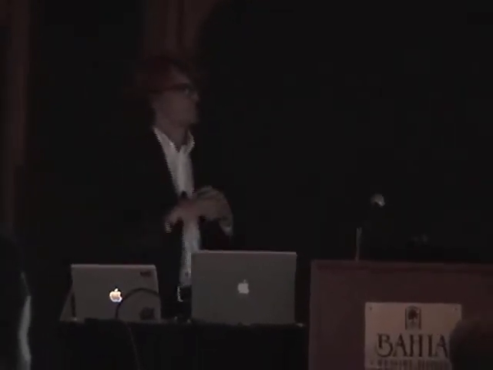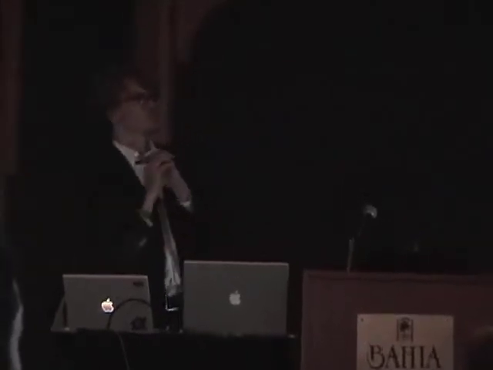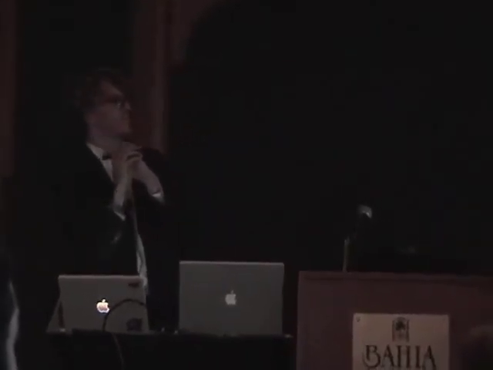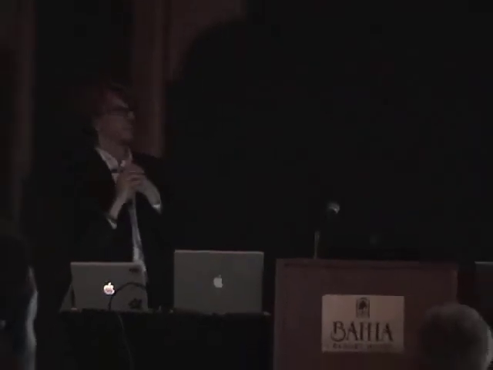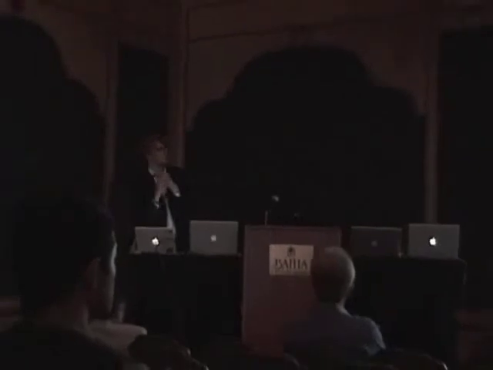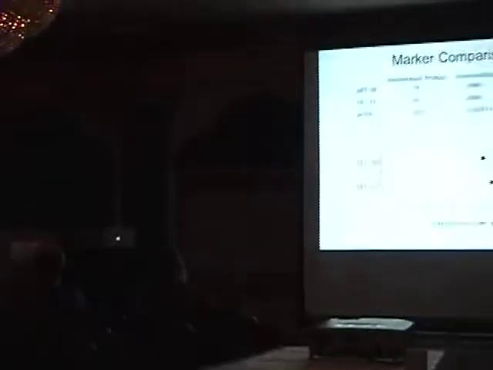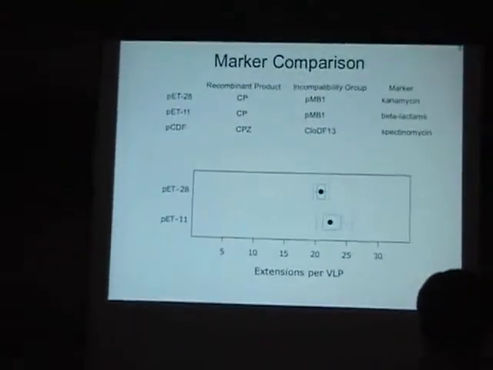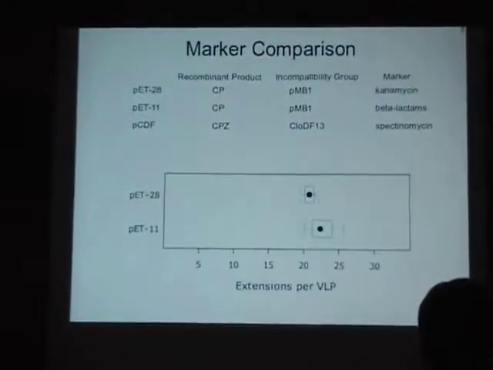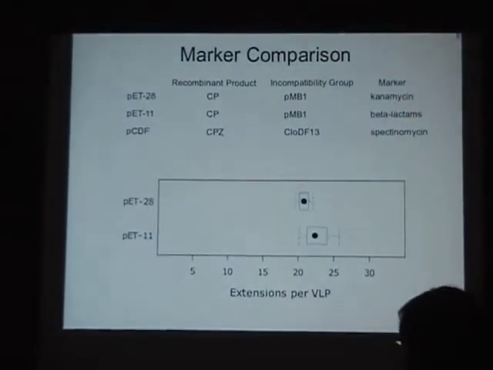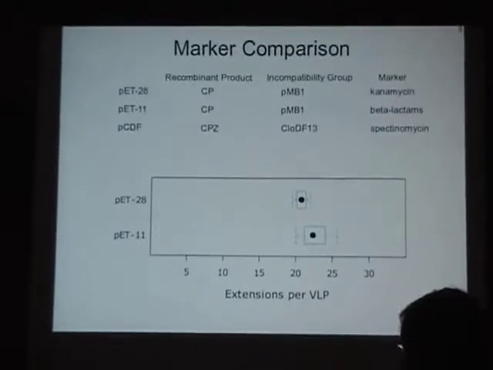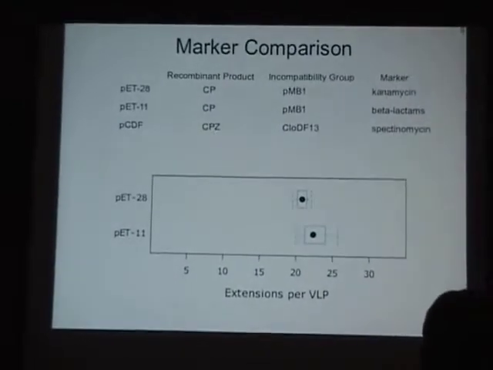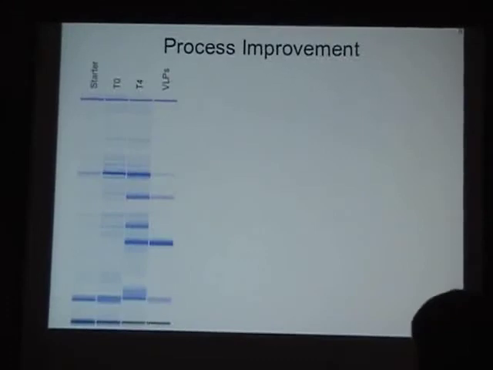But because we do a lot of engineering in the Thin Lab, we were interested in exploring the possibilities of these two different vectors and their two different selection markers and their effects on the number of extensions per VLP that we got. You can see here with the PET11, which uses the beta-lactamase marker, we got a little over 20, and the same thing with the PET28 vector, which uses kanamycin as a marker. So this was kind of cool. We could use these interchangeably and get the same results. However, our experience in the lab was that this was a little bit more variable with different fusions.